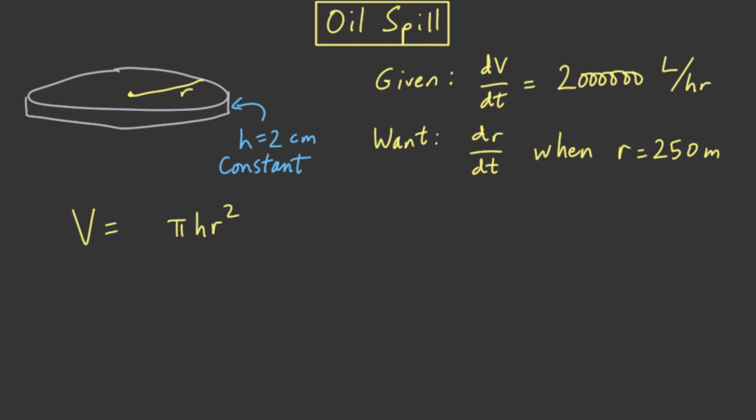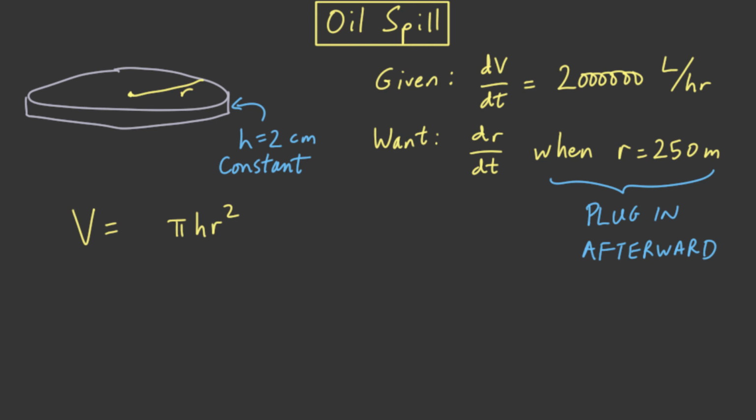But here we have to be careful. r is not a constant. It changes as time elapses, so r is really a function of t. And that means we should only plug in for r after we're done taking derivatives. If you plug in before, then you're not allowing r to change anymore, and taking a rate of change of r wouldn't make any sense.